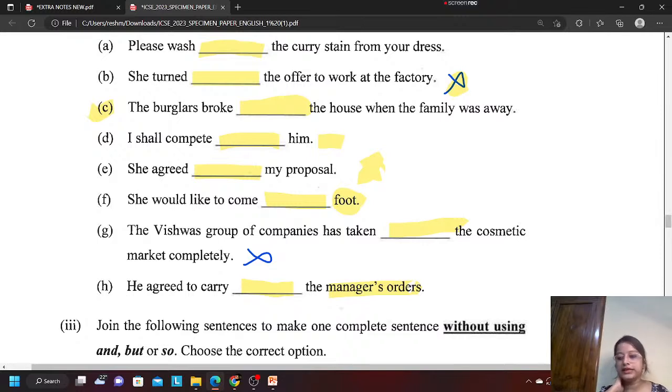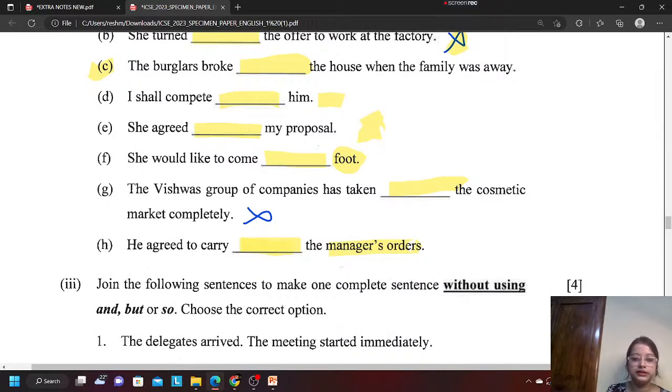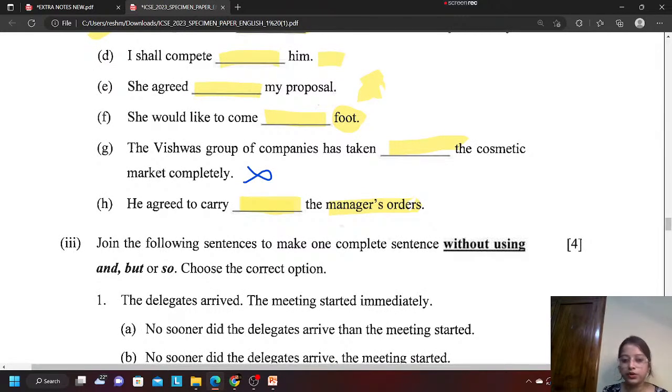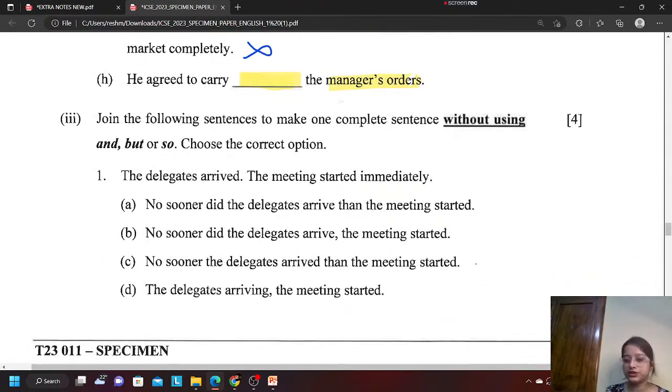Okay, so this is going to be "carry off"? No, carry off is completely incorrect. Carry out is the correct one. Carry out means follow your manager's orders. Carry out the task that is given to you by your parents. So carry out means follow whatever they are telling you. So preposition is clear, no doubts. We can move to the next part, which is conjunction.